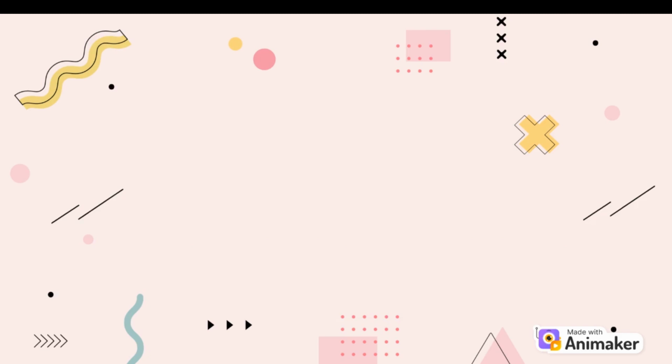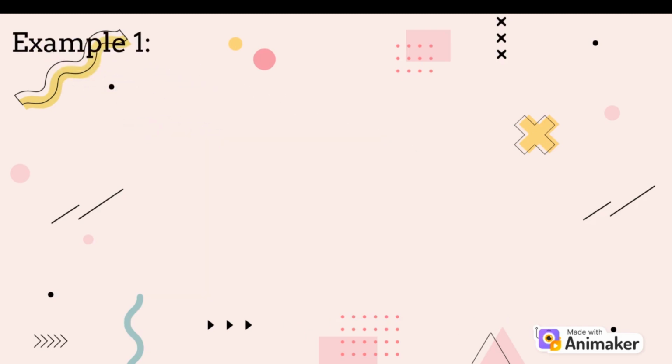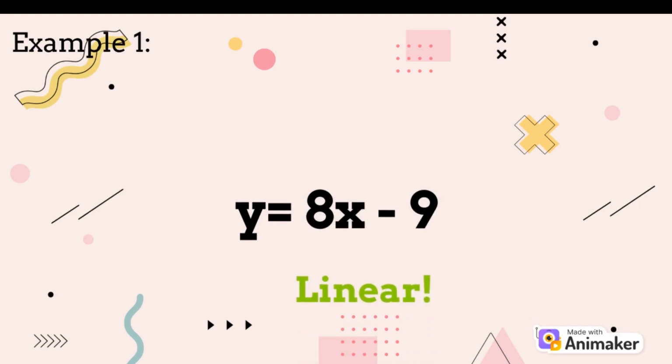To know the linear equation better, we could use some examples to identify if it is a linear equation or not. With what we know, we can conclude that this equation is indeed linear. The reason being, it has two variables x and y, as well as the slope and y-intercept.